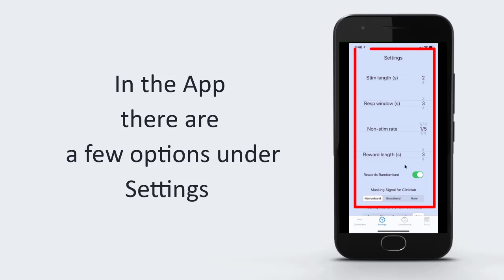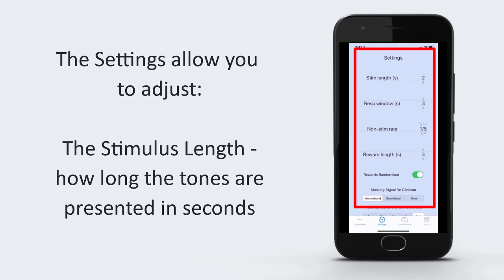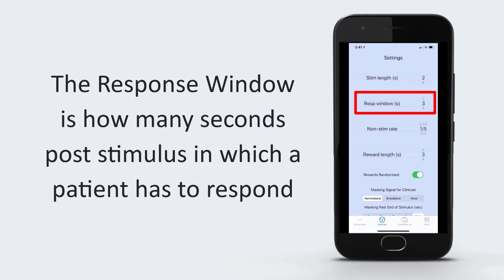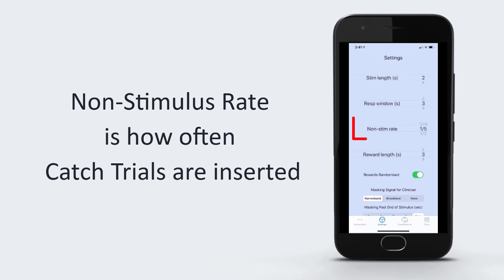In the app, there are a few options. Under Settings, the settings allow you to adjust the stimulus length, which is how long the tones are presented in seconds. The response window is how many seconds post-stimulus in which a patient has to respond. Non-stimulus rate is how often catch trials are inserted.